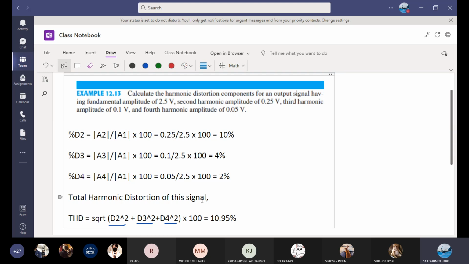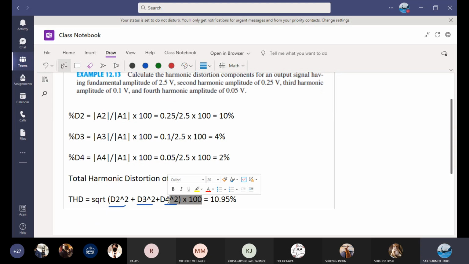If you use this format, for D2 you have to put 0.1. 10% is 0.1. For D3 you have to put 0.04, this one will be 0.02, and then when you multiply, you get 10.95%. If you take the square root of 10 squared plus 4 squared plus 2 squared, you're still multiplying by 100, you're going to get 100 times more the value. So this is where you have to be careful.